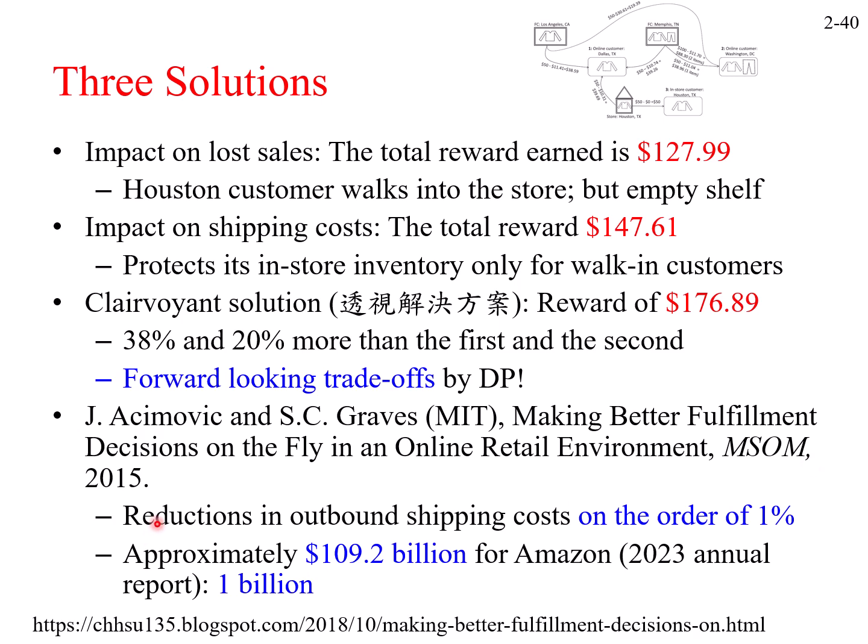They reduced the outbound shipping cost by 1%. And they do not mention which company. But if it is Amazon, we look at the scale, and this is the data from the 2023 annual report. And this is the shipping cost for Amazon. So 1% is 1 billion, which is amazing, right?